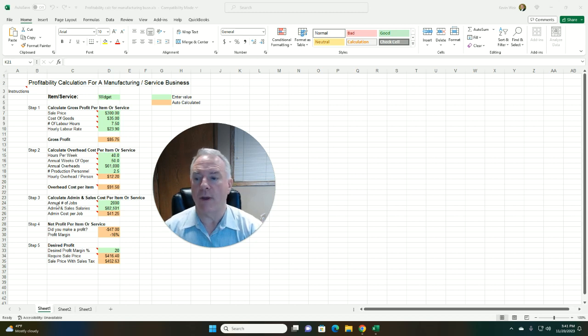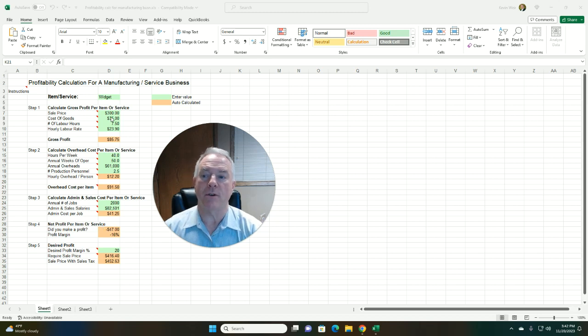Step 3 is you go in and calculate admin sales costs, so the annual number of jobs that you sell. What are your admin and sales salaries for a year, and then admin cost per job. That's going to auto-calculate, and that's going to tell you your net profit per item or service.